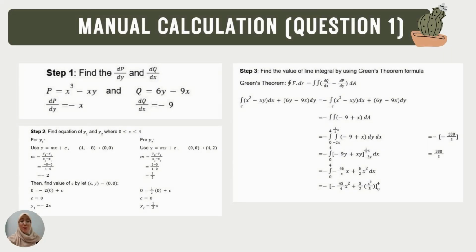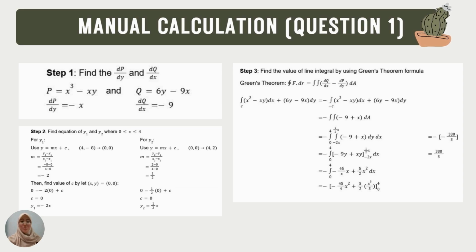The first step, we need to find the derivative of P with respect to y and the derivative of Q with respect to x. From the integral given in the question, we can express the equations of P and Q separately. P equals x cubed minus xy, with dP over dy equals negative x. And Q equals 6y minus 9x, with dQ over dx equals negative 9.